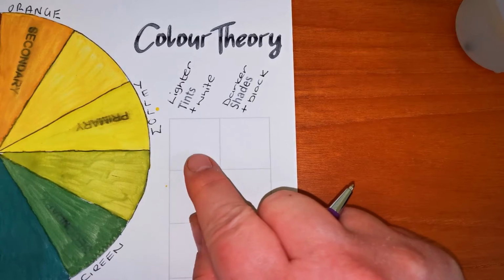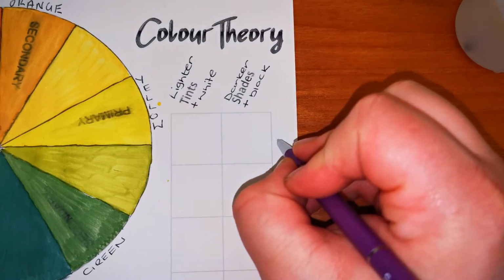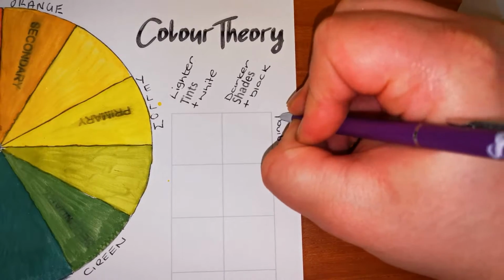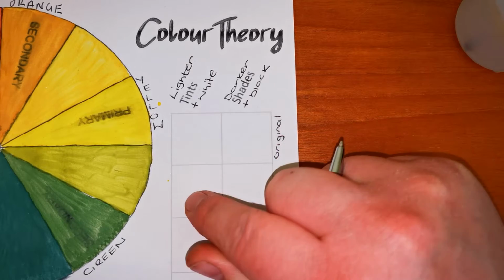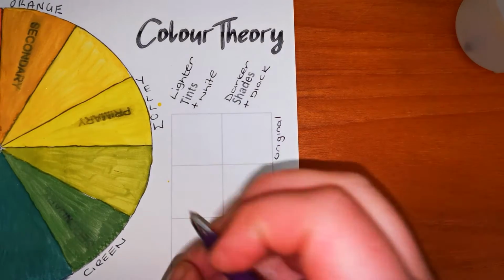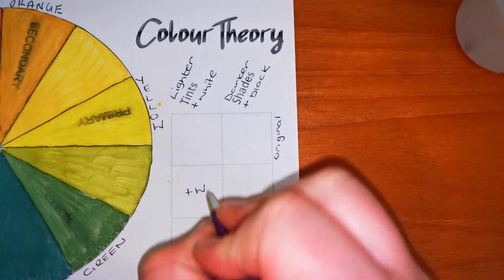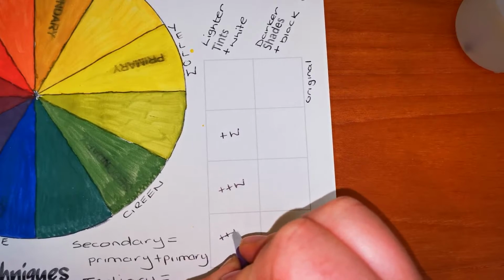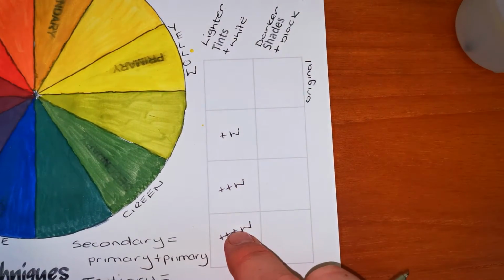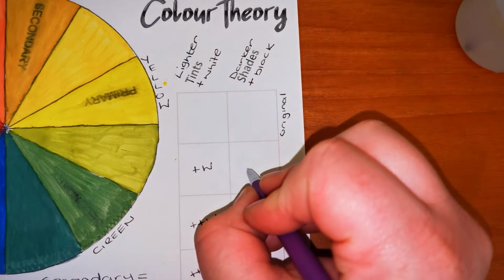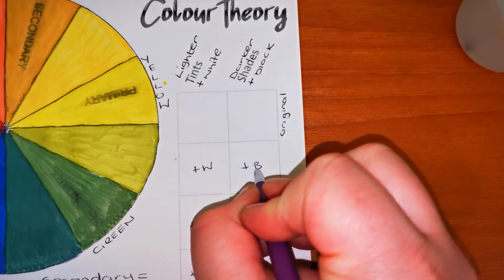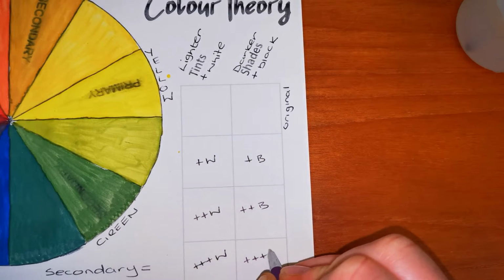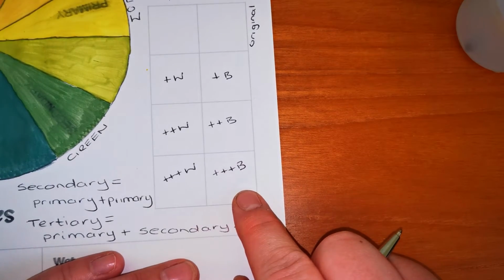We are going to choose one colour, which will be our original colour. And it will start in this box. And then as we move down, I'm going to add white. Then I'm going to add more white. And then I'm going to add even more white. So that colour should gradually get lighter. Over on this side, I'm going to add a little bit of black, then more black, and then even more black, and then that colour should get darker.